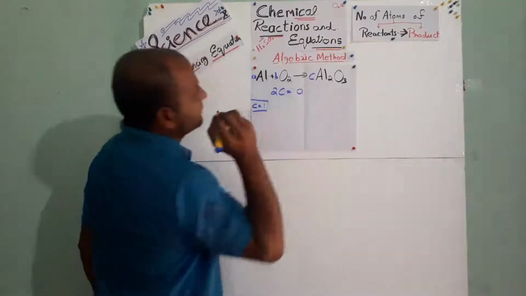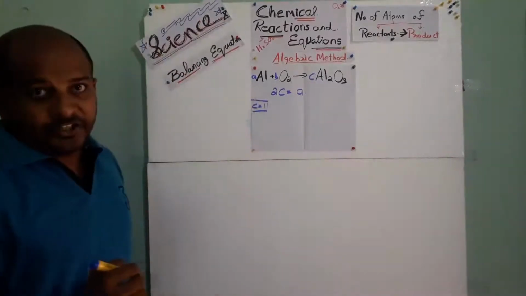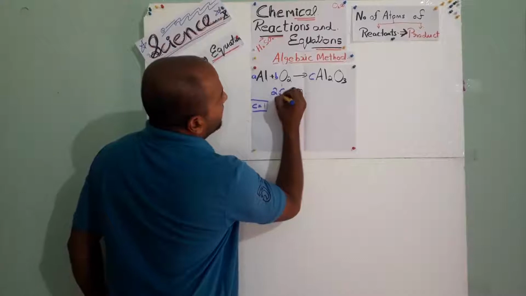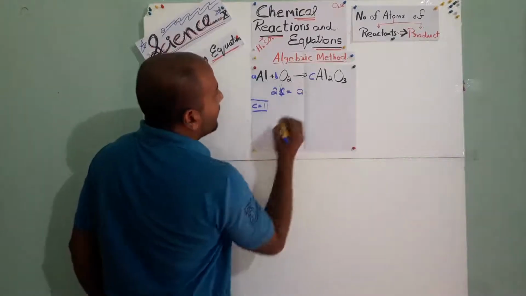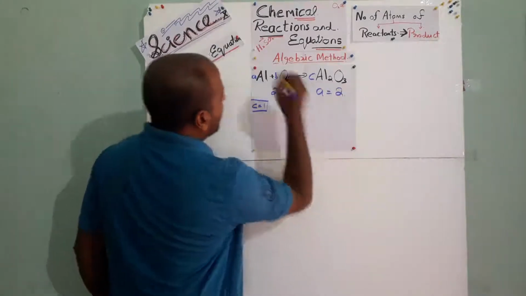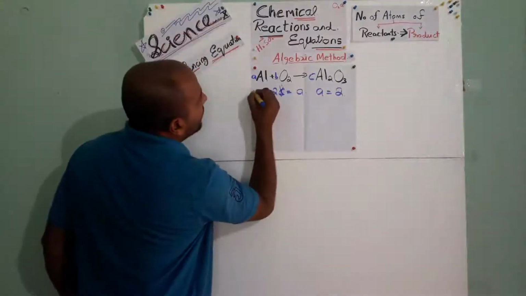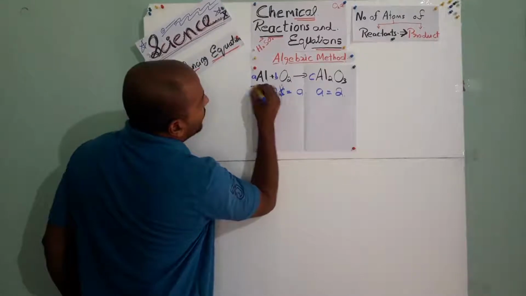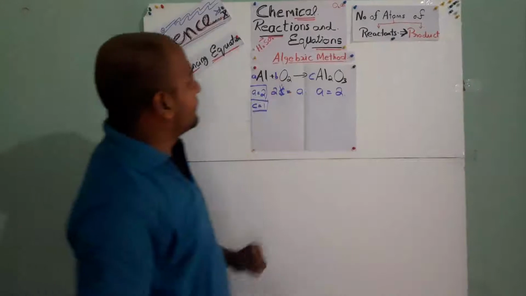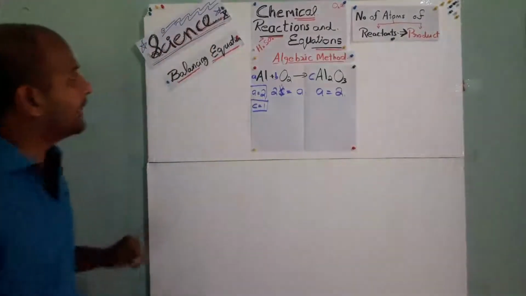So the value of C is 1. If we put in 1, 2 into 1 will give 2. So we have A is equal to 2. Write it here. We have the value of A is equal to 2. Next we have B. We need to find the value of B.